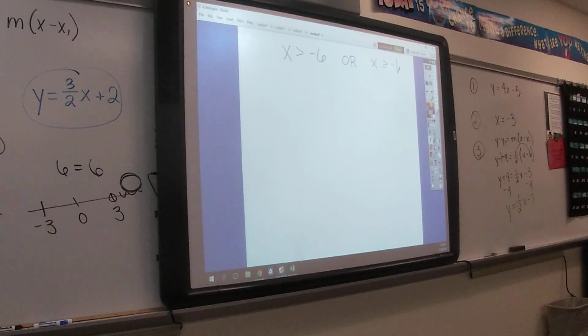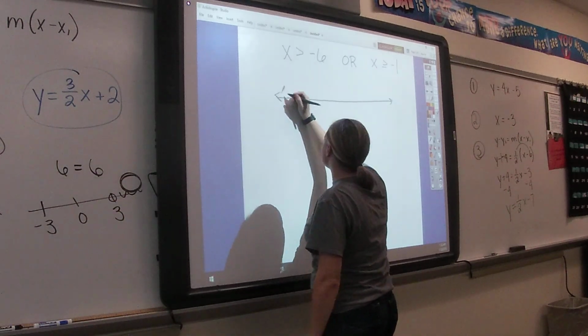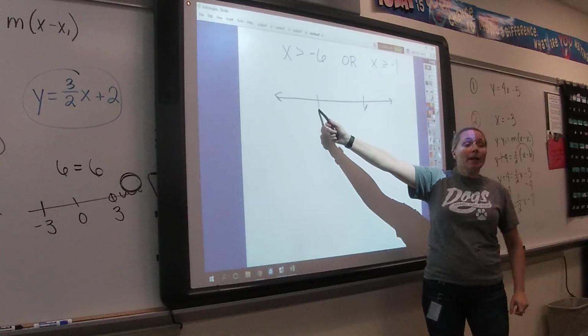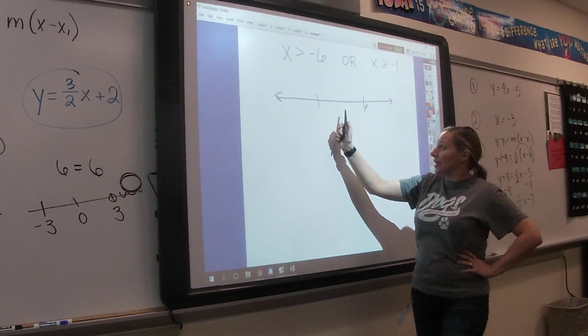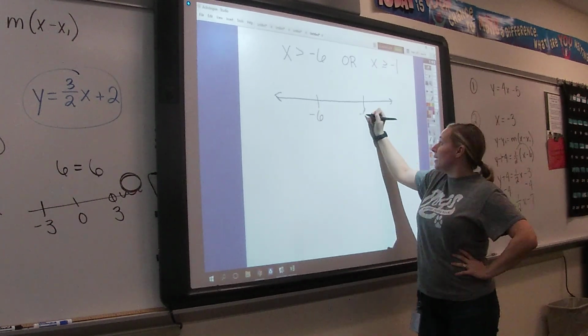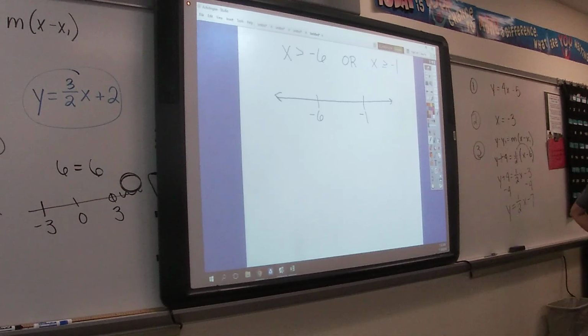Okay, maybe we're given this compound inequality. What number am I going to put over here? -6. -6. And what number am I going to put here? -1. -1. I'm just simply putting the smaller number on the left, and negatives kind of work backwards, right?